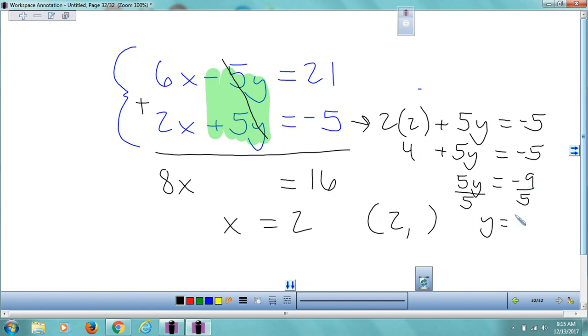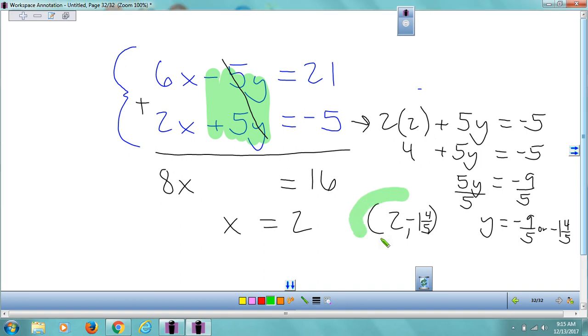We could just leave it just like that. Some of you would probably prefer to make this a mixed number, which is negative 1 and 4/5. And so this is our solution. We call this the elimination method because it eliminates one of the variables. Now, I want you to pay close attention to our solution here. You notice, what this is telling me is that these two lines are going to intersect at 2, -1 and 4/5.